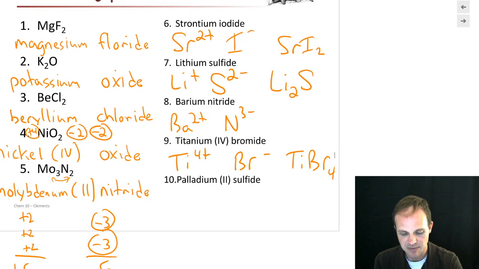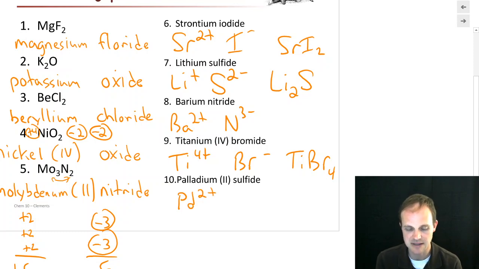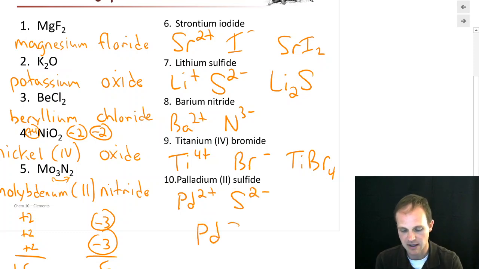The last one is palladium 2 sulfide. Palladium, if you look it up on the periodic table, is Pd. It's got a 2 plus. Sulfide has a 2 minus. When I combine those, I just get PdS.